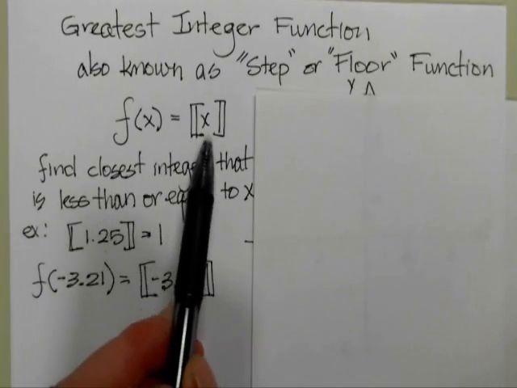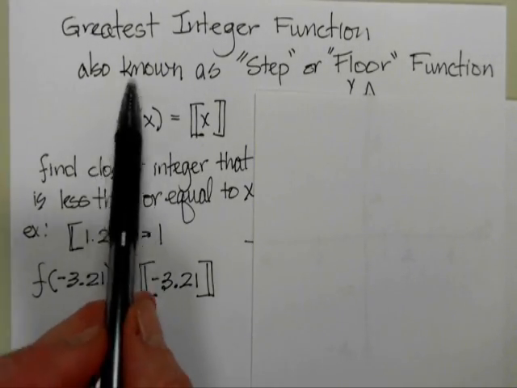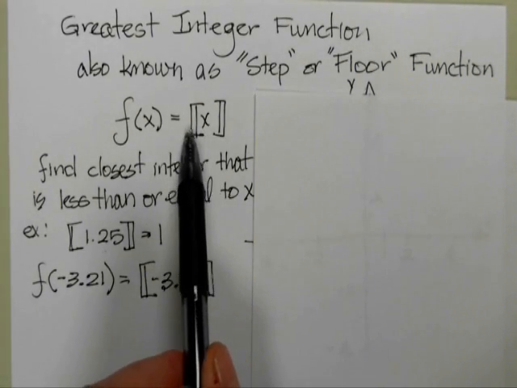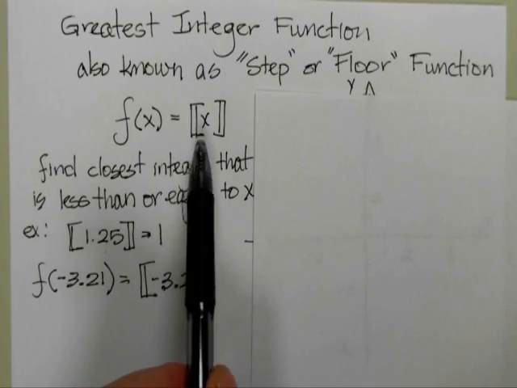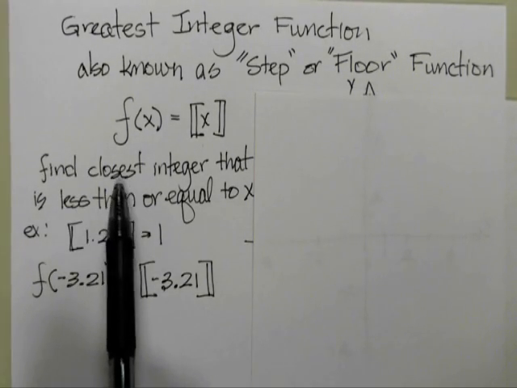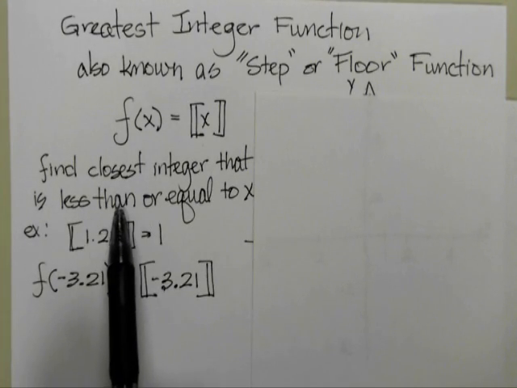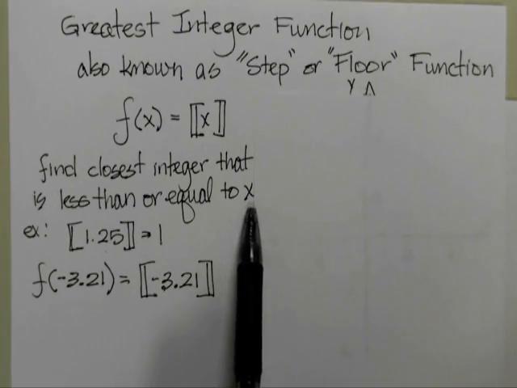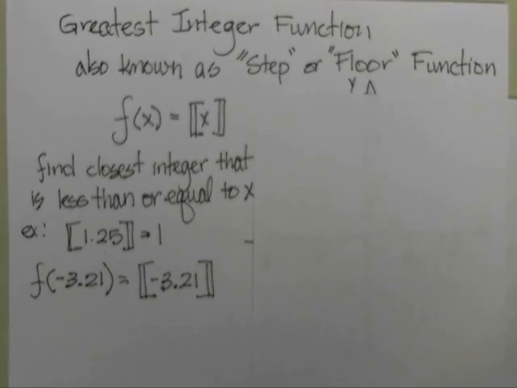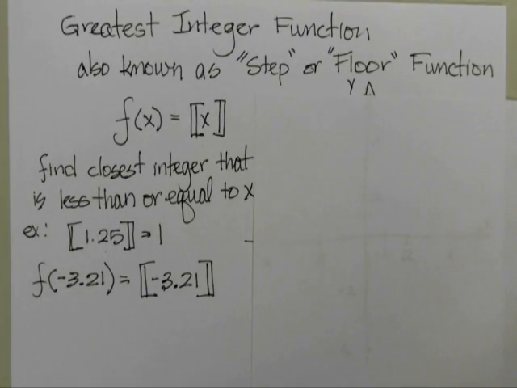So here's the notation for the greatest integer, f of x being the function, and we're going to define it as the greatest integer of x. What that means is find the closest integer that is less than or equal to x. As an example, if I wanted the greatest integer of 1.25, well, the closest integer that is smaller than or equal to 1.25 would be 1.